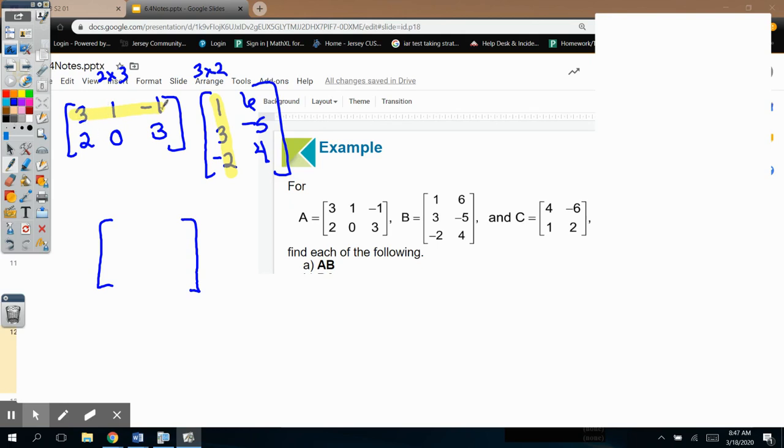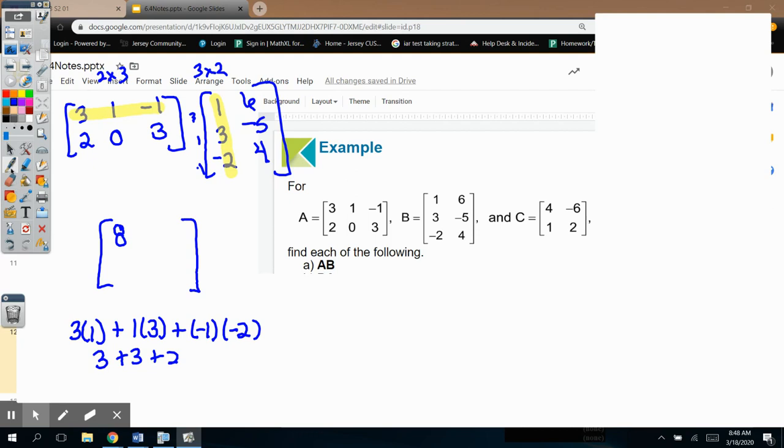And the way it works is you got to picture this row coming over here to this column. So like the 3 is here, and the 1 is here, and the -1 is here. And you'll multiply the pieces by each other, but then you're going to add those. So we're going to take the 3 times the 1 plus the 1 times the 3 plus the -1 times the -2. So I get 3 plus 3 plus 2. And in this first piece, it'll be 3 plus 3 plus 2. That'll be 8.